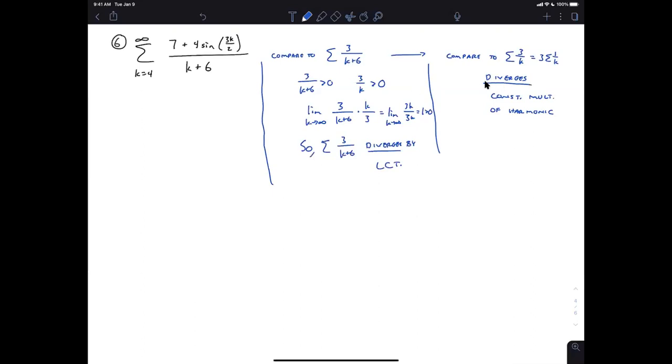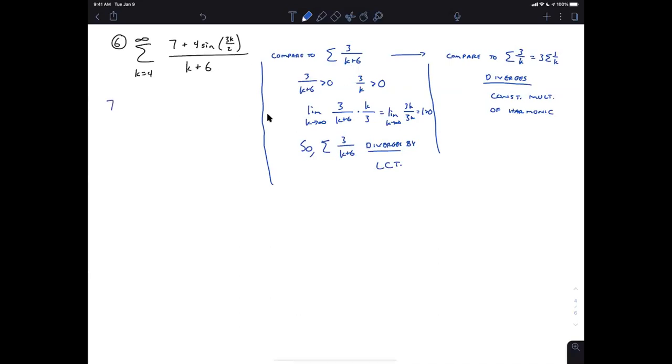And now we've said diverges twice, but we haven't actually said what the original one does. This diverges refers to this 3 over k, the sum of 3 over k. This diverges refers to the sum of 3 over k plus 6. Now we prove the original one diverges because it's bigger than the one in the middle.